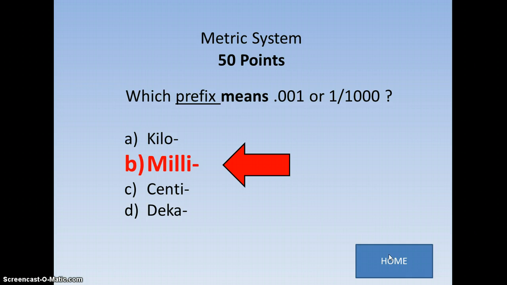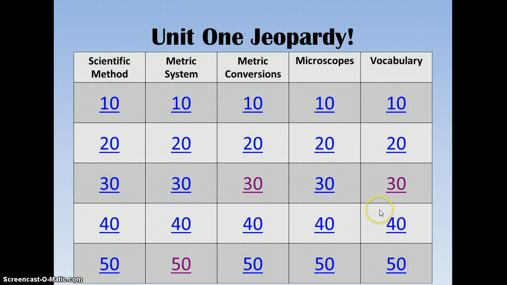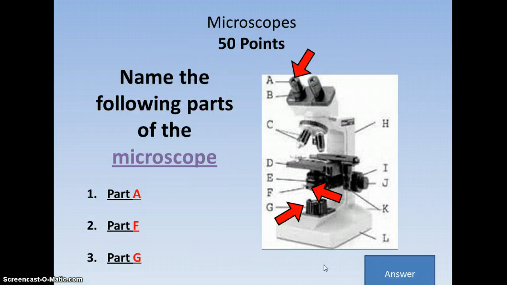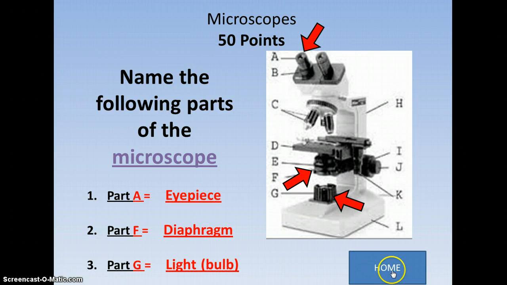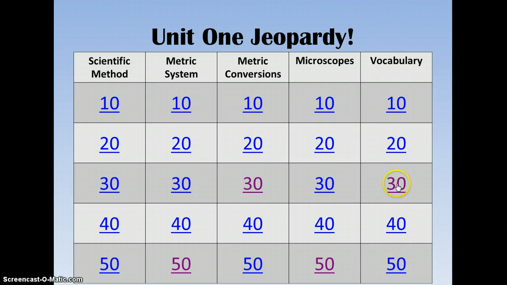So I used a couple different little tools to make sure certain things stood out. There was a really good one on microscopes. I think it might have been microscopes for 50. So I asked them to identify the following parts of the microscope, with the answer slide, and then again I have my button here that's hyperlinked back to the home board. All the ones in purple have already been selected.